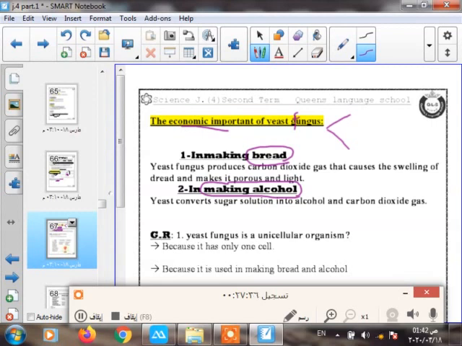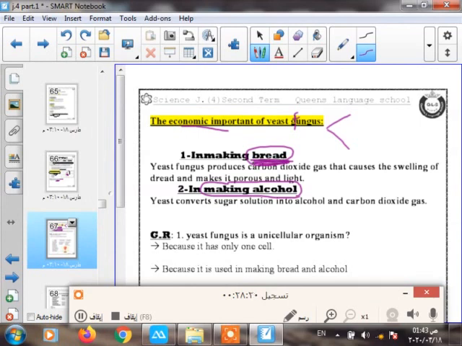Why is it used in making bread? When your mom wants to make a pizza for you, what does she bring? She brings excellent flour and yeast fungus, and it becomes more and more. She puts cheese and tomato and so on, and she leaves it 5 minutes or more to become thicker, to rise up. This is called yeast fungus. We add yeast fungus to the flour to make bread or pizza.